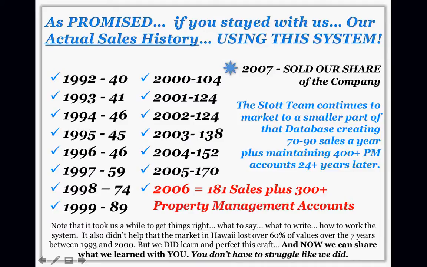And by the way, we had over 300 property management accounts. Add that average income per month up. It was paying for 100% of our staff and our expenses with our property management accounts. In 2007, we sold our share of the company, yet the team continues to market to a smaller part of that database, still creating 70 to 90 sales a year, and they've grown property management to over 400. That's 24 years later. This is still working.